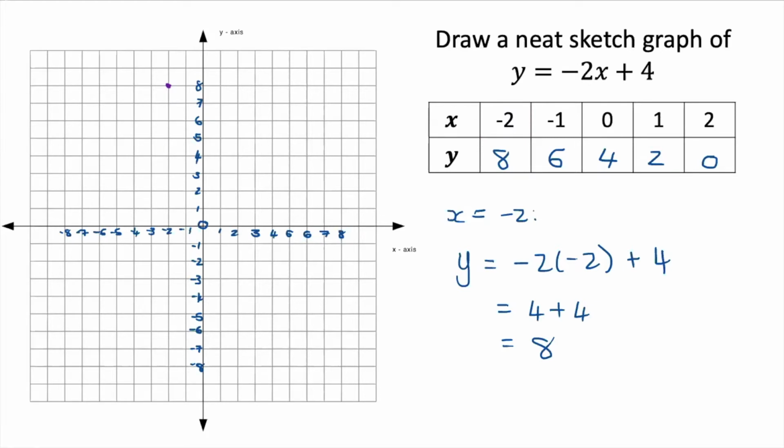Let's plot negative 1 and 6. That should end up over there. 0, 4, 1, 2, 2, 0. And that's my table. So now all I do is I connect the dots. Alrighty, so that's how we've done it before.